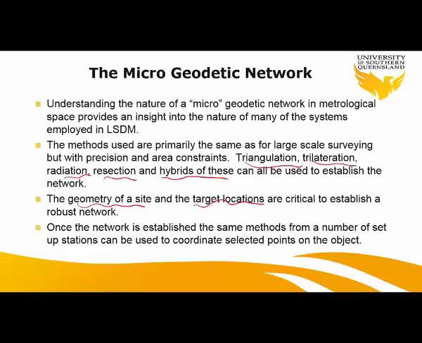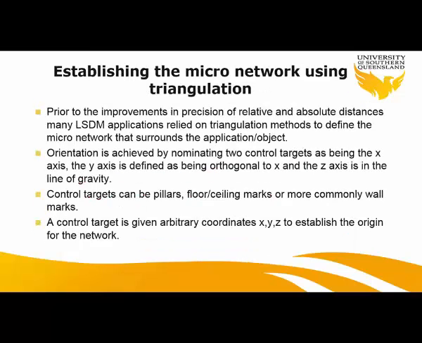Once we establish the network, we use least squares adjustment to adjust the coordinates and get the coordinates for the targets, which is exactly the same as the geodetic network. We do have different methods for micro networks. We start from establishing the micro network using triangulation.